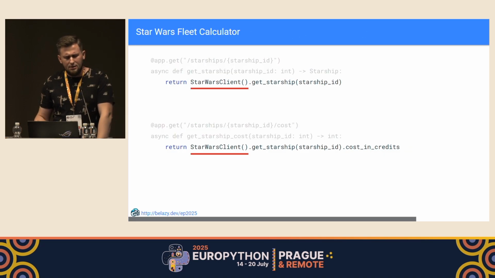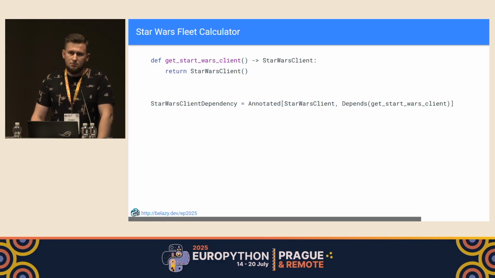But here I don't like one thing. We have code repetition. We are initializing the client every single time we need it in the endpoints. So what can we do with that? We can use dependency, which is built-in functionality in FastAPI.